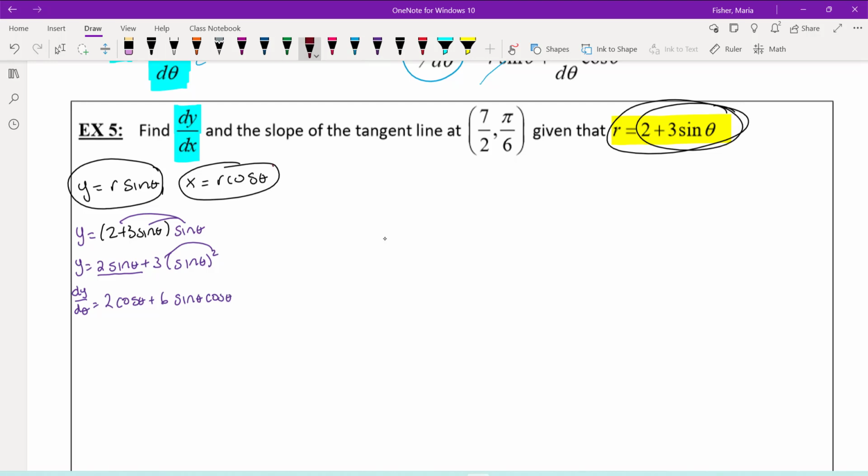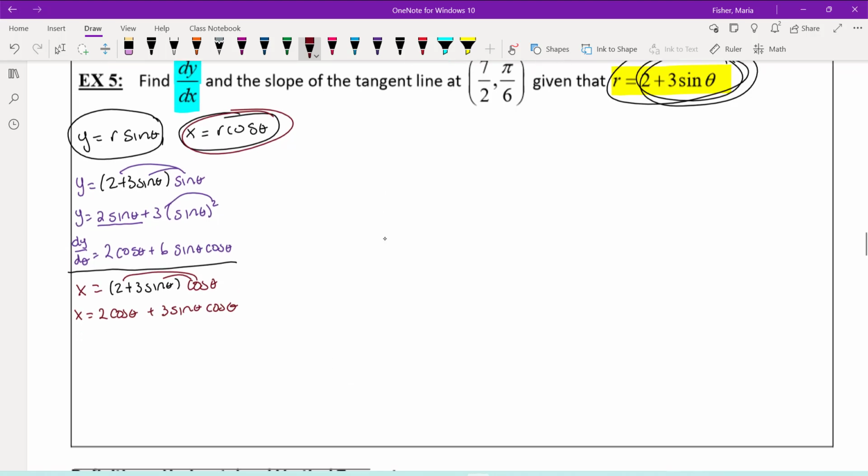Now I need to find x and then find that derivative. Well, what do we know? We know that x is equal to r cosine of theta. So in this case, x is going to equal r. Well, r is given as that 2 plus 3 sine of theta, and that needs to be multiplied by the cosine of theta. Since I have to take the derivative, again, I'm going to distribute. So distributing my cosine here, x is going to be 2 cosine of theta plus 3 sine of theta cosine of theta. Now I need to take the derivative to find dx/d theta.